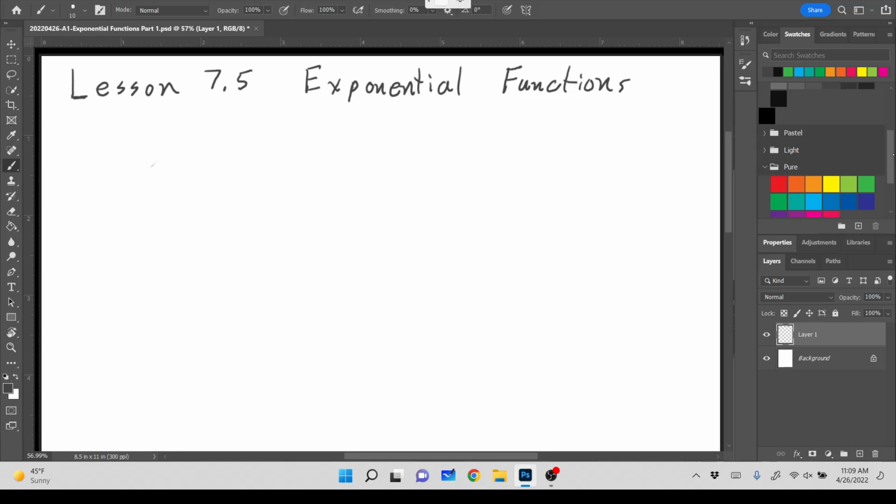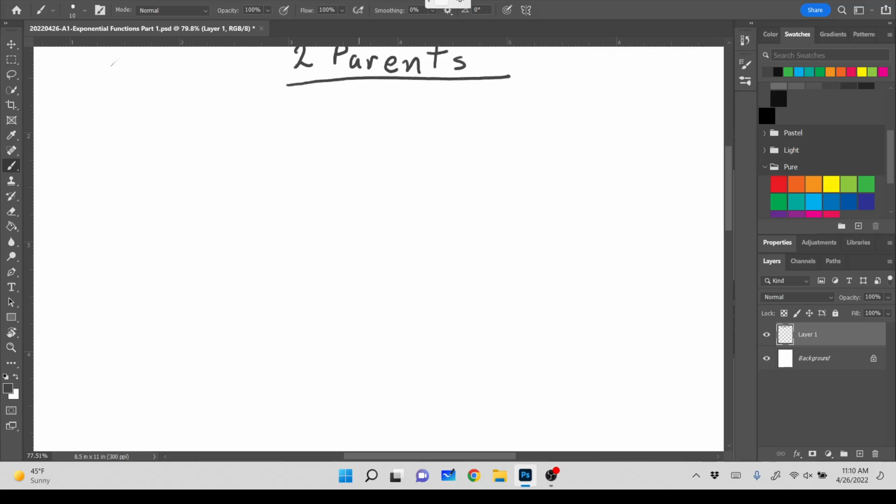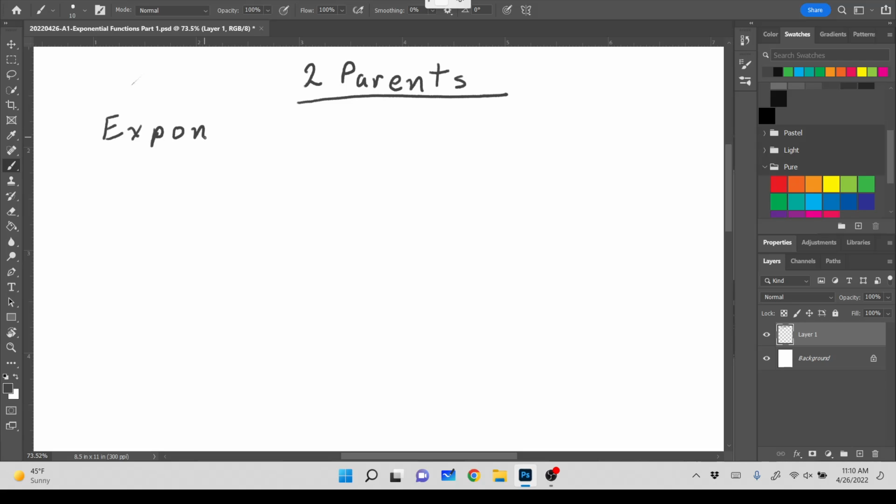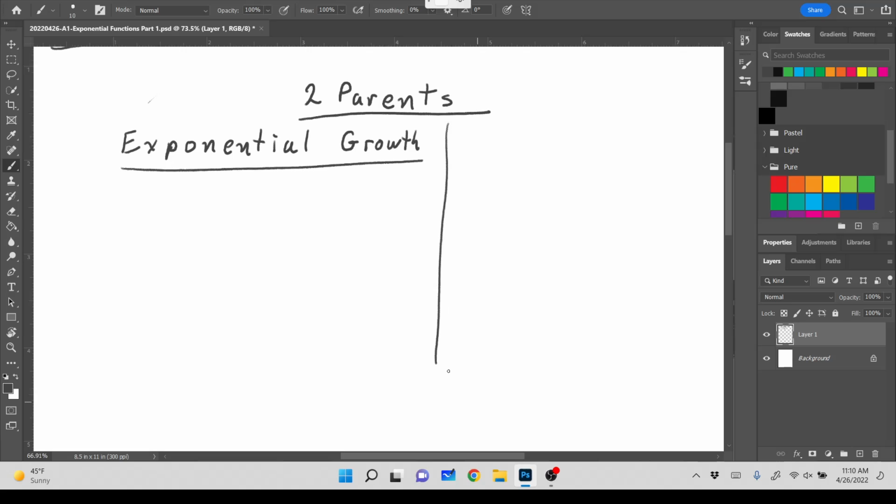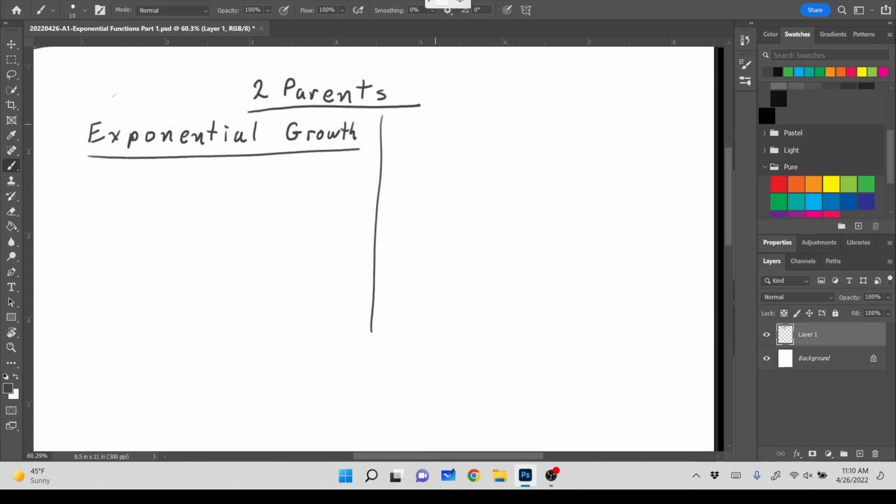Okay, so exponential functions. There are two parents for exponential functions. Two parent graphs. One of them is for exponential growth. Is this the mom or dad? You pick. And then there's also exponential decay.